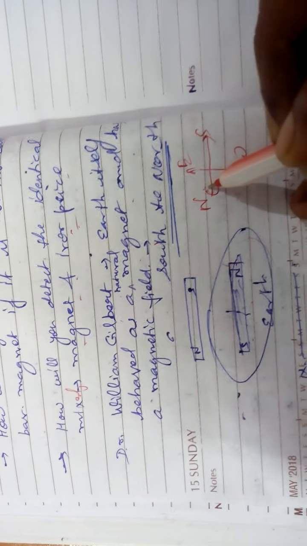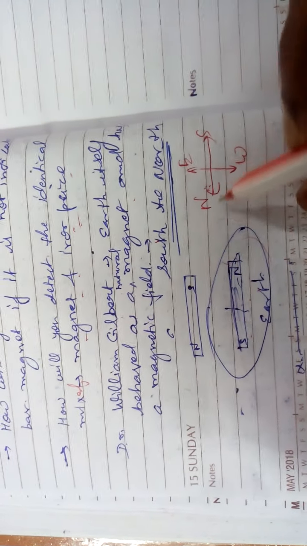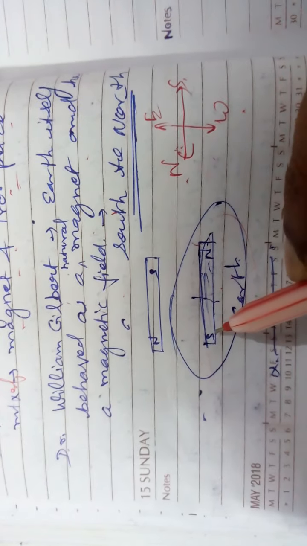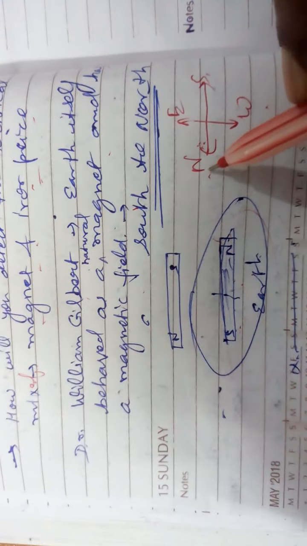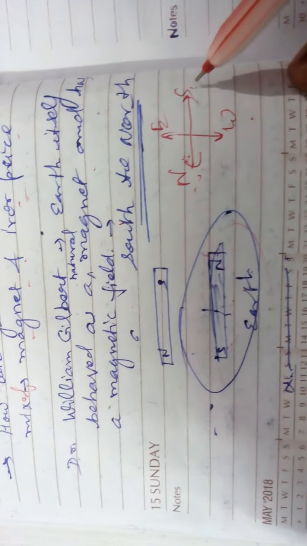In nature you are seeing east is here, north this side, south this side, west. So what is the north? In the north direction, here I have written south. You see, the south pole of the earth magnet is in the geographical north, and the north pole of the earth magnet is in the south of the geography.